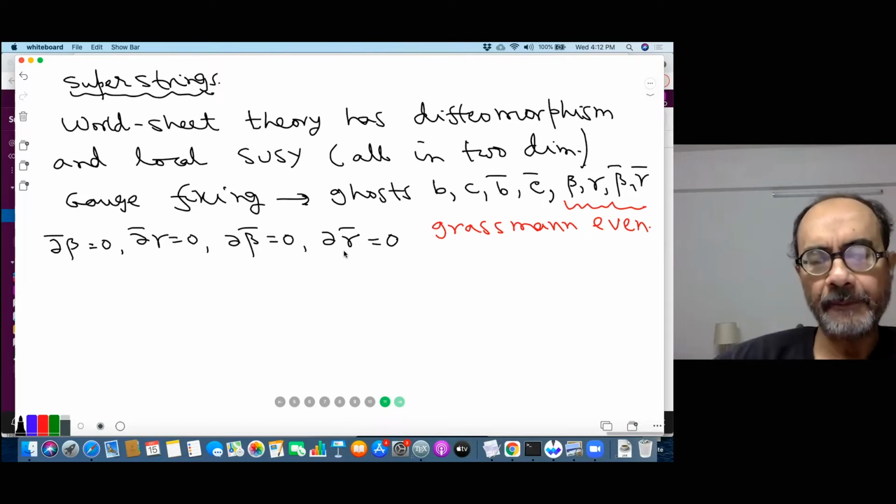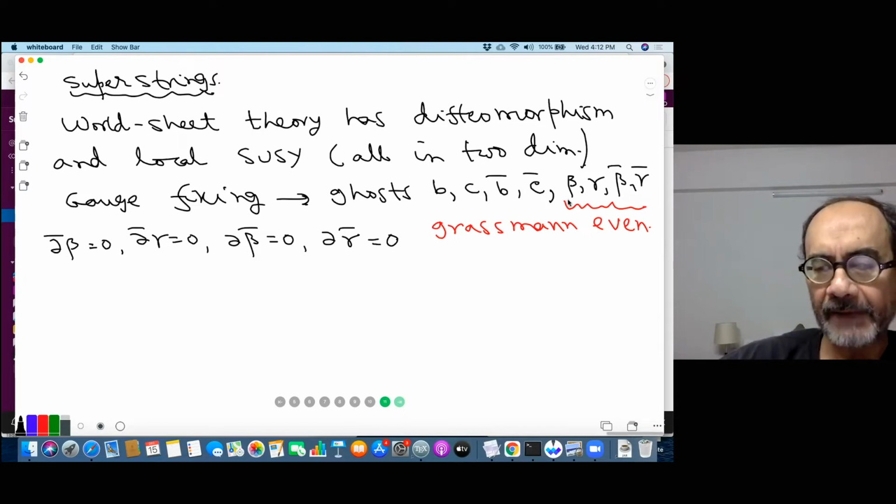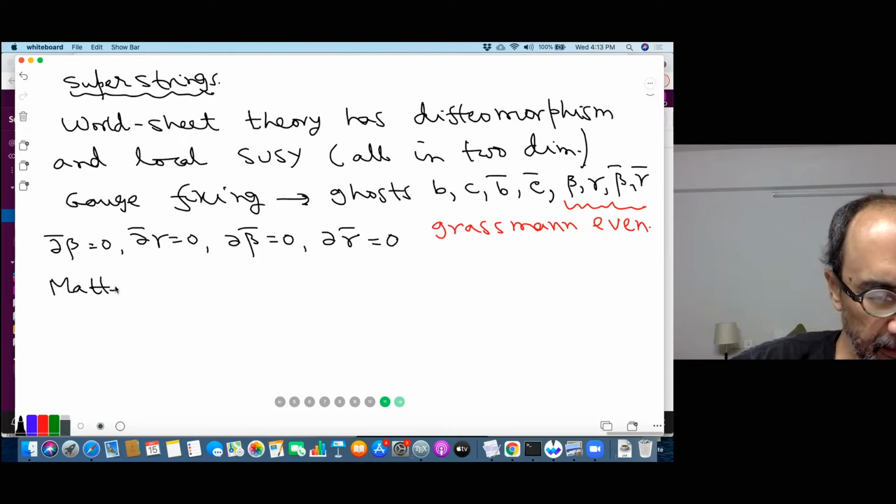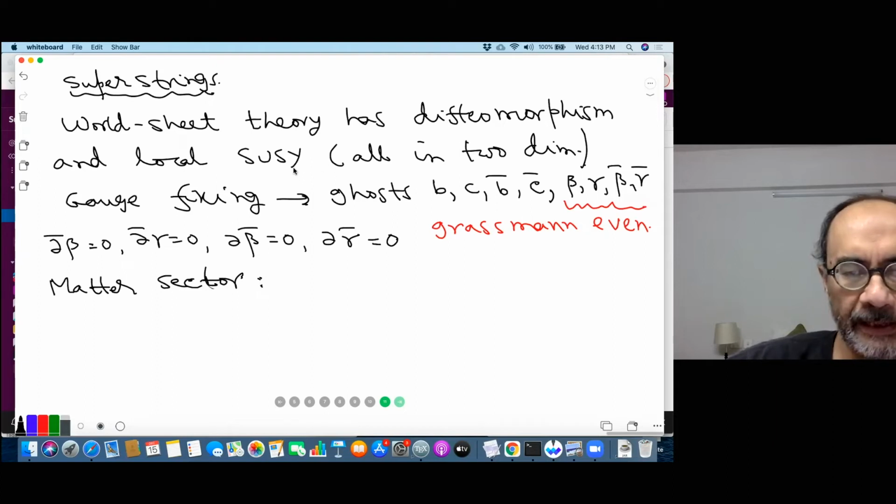So I'm not going to describe how we do the gauge fixing and arrive at this. Instead, I'll take the more practical viewpoint that I'll now write down the various identities involving these fields that will be needed for computing amplitudes. But let me first introduce all the other fields. So the matter sector. Earlier you had X^mu, but that of course also has to be supersymmetric. We cannot take a non-supersymmetric matter and couple it to a supersymmetric local worldsheet theory.